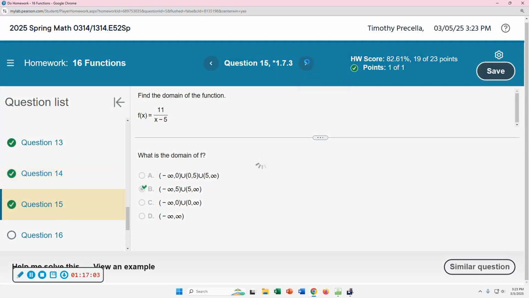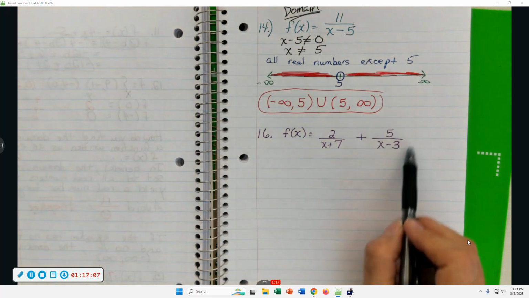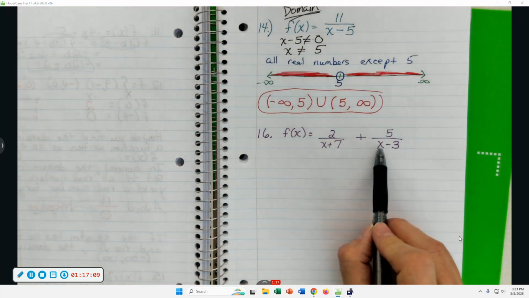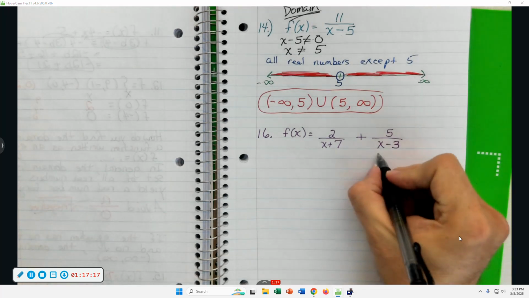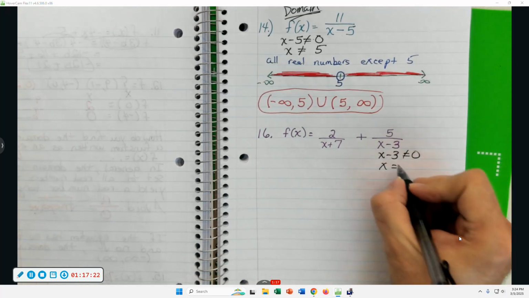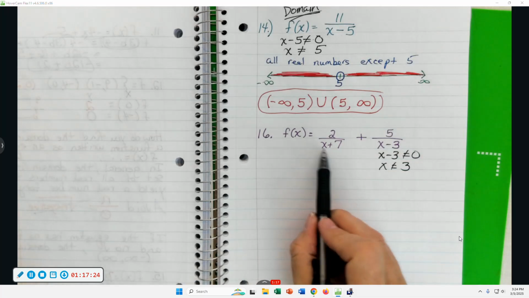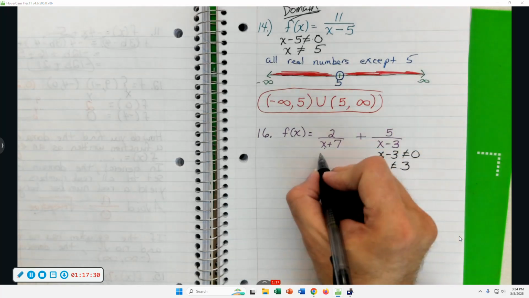Okay. Looking at number 16, the second fraction: what's the one number I can't plug in for this x that I'm pointing at? 3. I cannot plug in 3. x minus 3 can't equal 0, so x can't be 3. But what about this fraction here? What's the one number I can't plug in for this x? Negative 7?